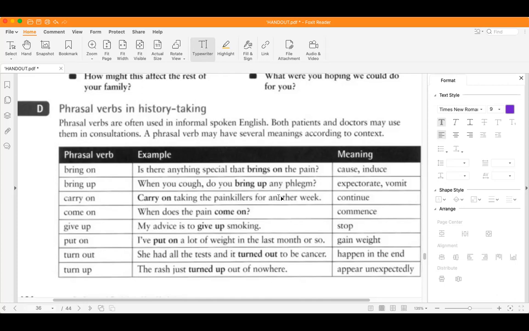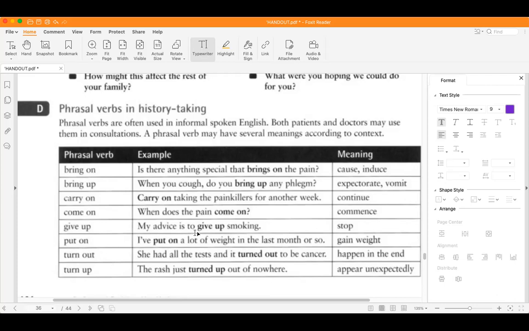The g here is silent. Carry on means continue. Like, carry on taking the painkillers for another week. Come on means commence or start. Like, when does the pain come on? Give up means stop. Like, my advice is to give up smoking. Put on means gain weight. Like, for example, I have put on a lot of weight in the last month or so.